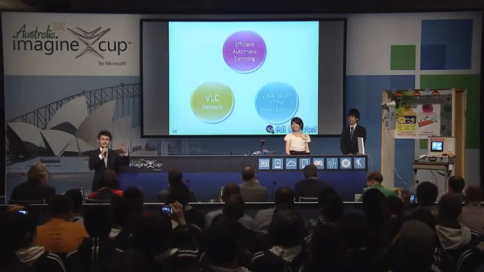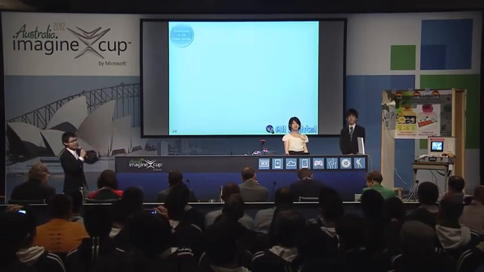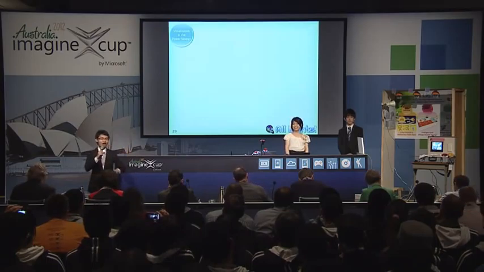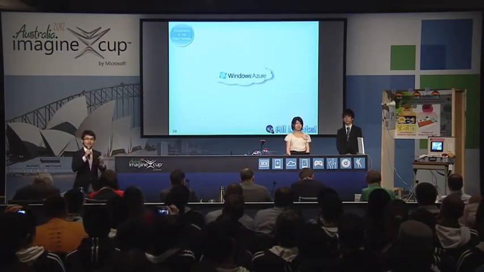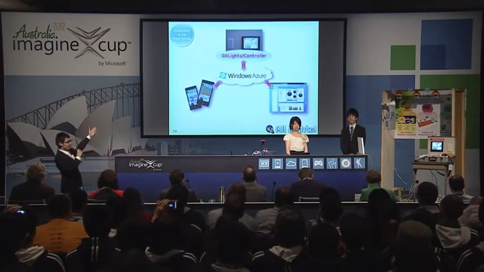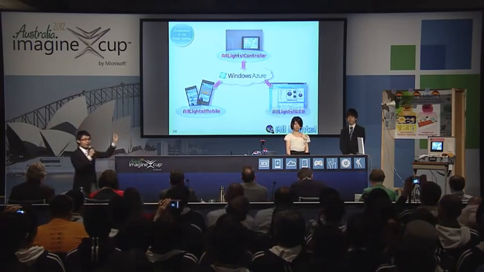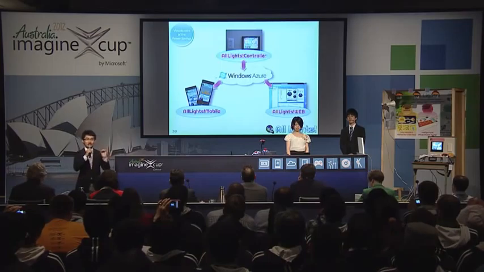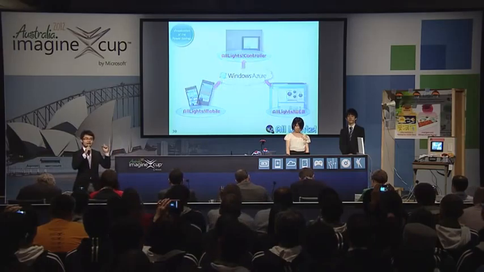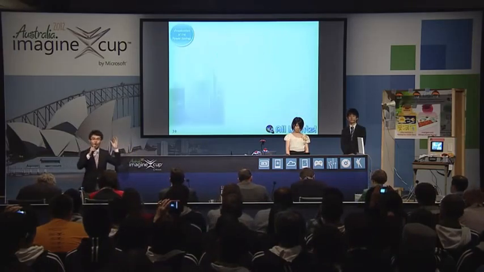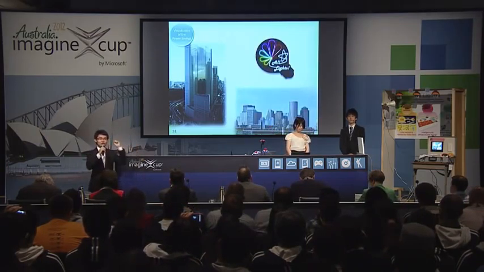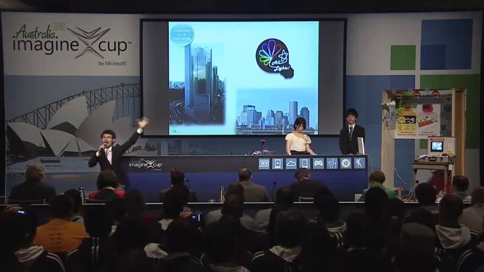Now, the third function is the visualization of the power savings. This is to raise the user's interest in power consumption and power savings. Our solution, All Lights, is based on Windows Azure platform and consists of three components called All Lights Controller, All Lights Mobile, and All Lights Web. These three components share the information of the power savings on Windows Azure. All Lights can realize the visualization of the power savings in the whole building and also in the whole city as well. All Lights can achieve a great high power saving efficiency on a large scale.